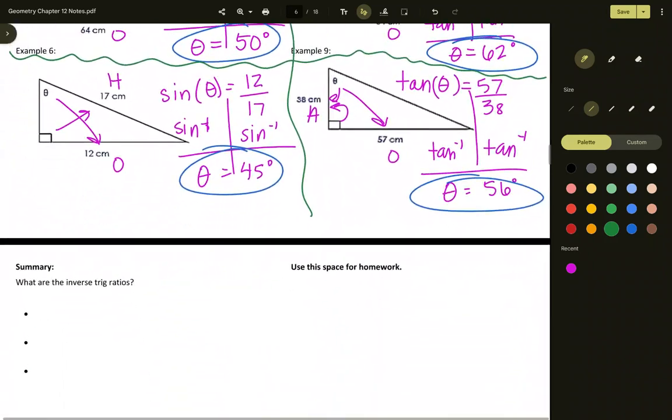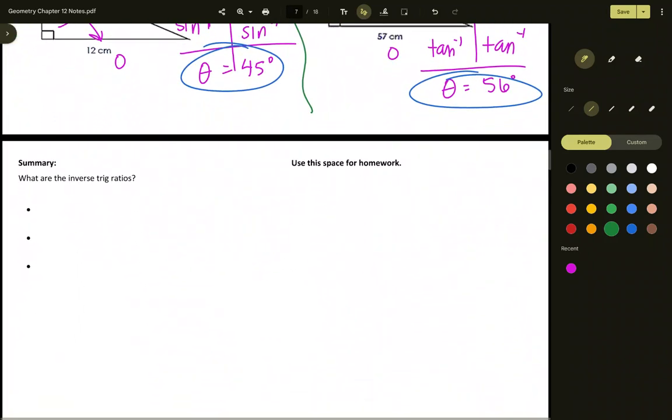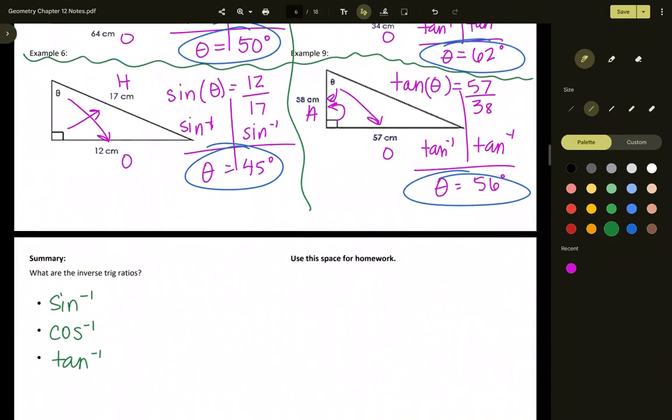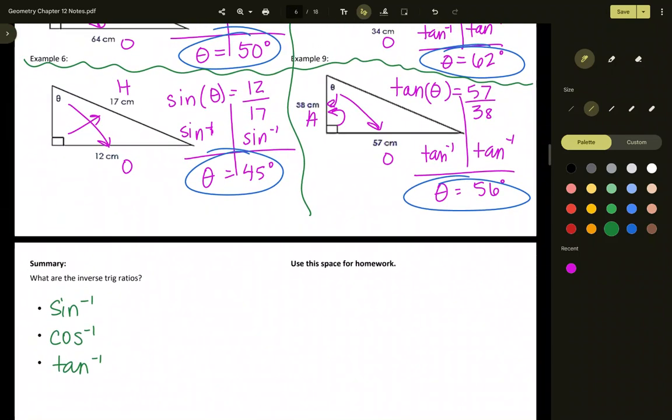Okay, now when we flip to the next page, it says, what are the trig inverse ratios? So you can write those down again. Sine inverse, cosine inverse, tan inverse. And if you noticed, all of these, when we're doing those ratios, it's always the inverse of whatever the SOHCAHTOA abbreviation is. So if you want to abbreviate these, you certainly can.